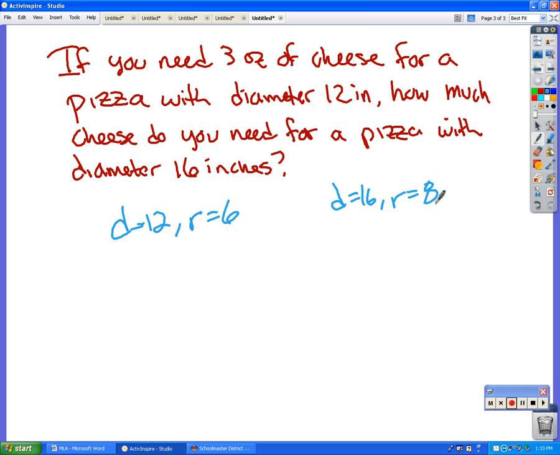Okay? So what I need to do in order to figure out how much cheese I need to cover my new pizza is I need to set up a proportion. Okay? So I need to say a radius of 6 over a radius of 8 equals 3 ounces over I don't know how many ounces. All right? Except that since we're talking about area, what do I have to do with this proportion right here? I have to square, okay?